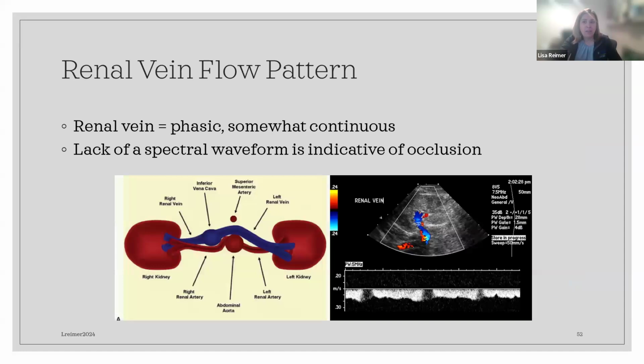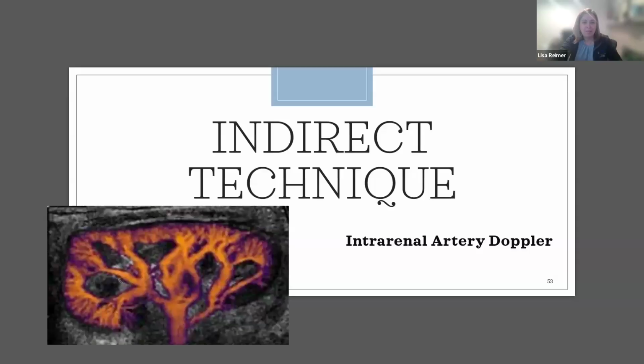I don't want to forget about the vein, and I know we're getting close to the end here. The vein is important. We must do color, grayscale, and a Doppler, and we're really looking for occlusion. Do we have complete flow through it? This one's a very quick assessment, but you don't want to forget about it as part of the Doppler study.